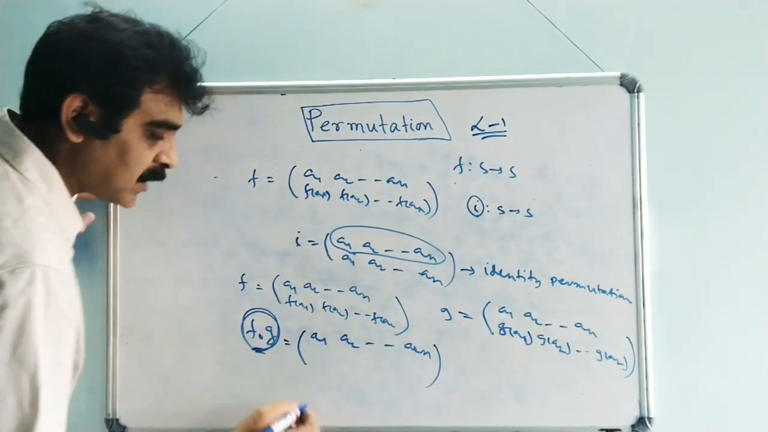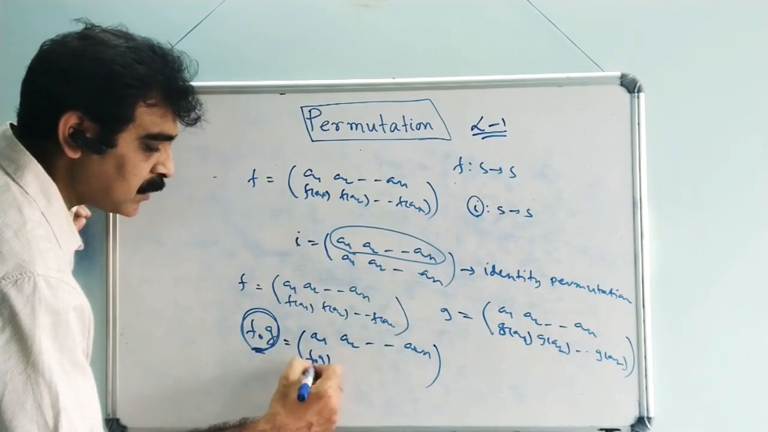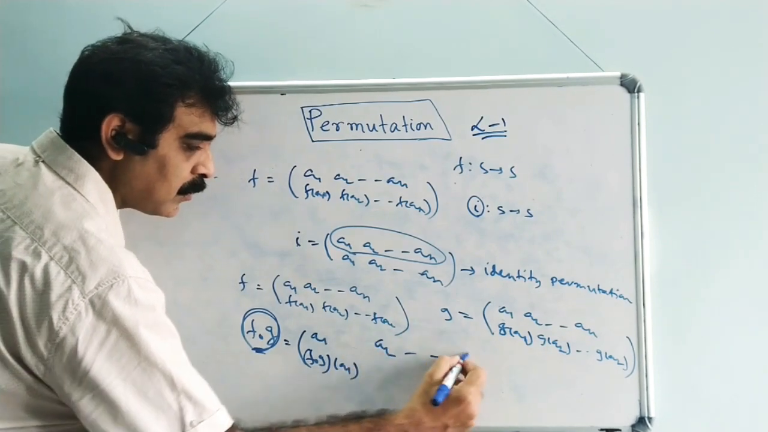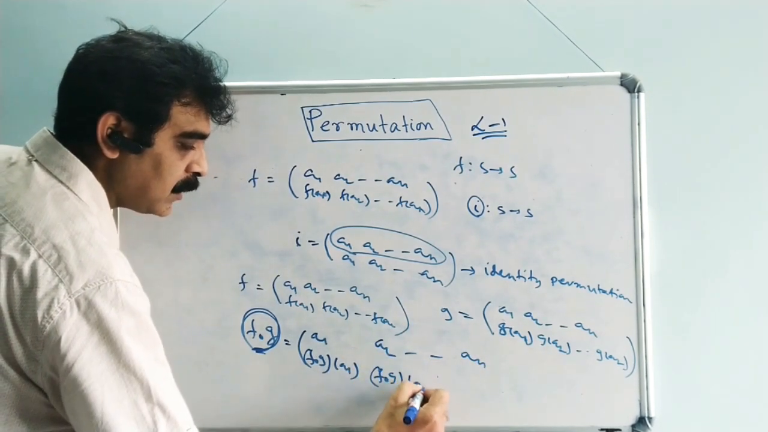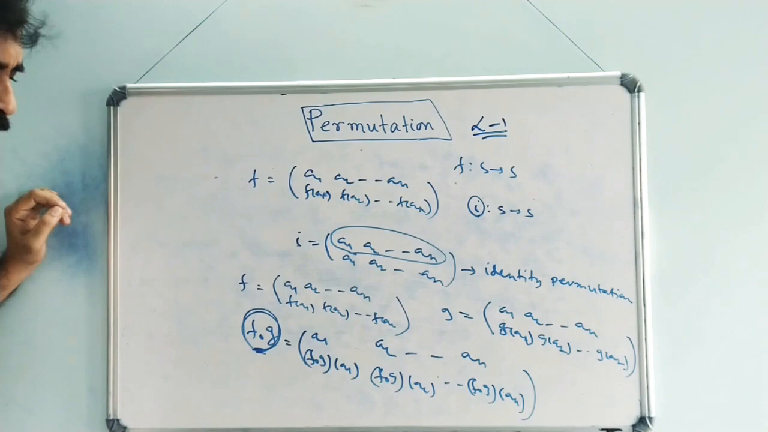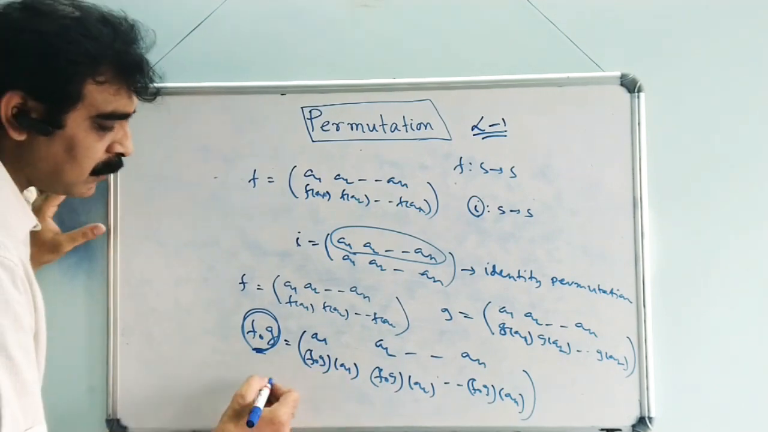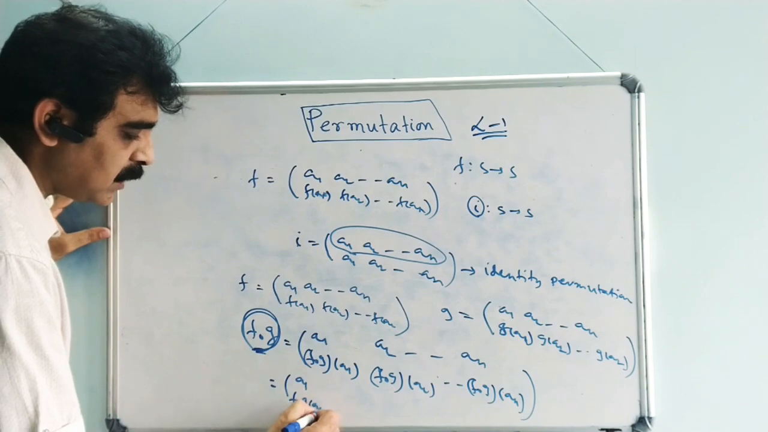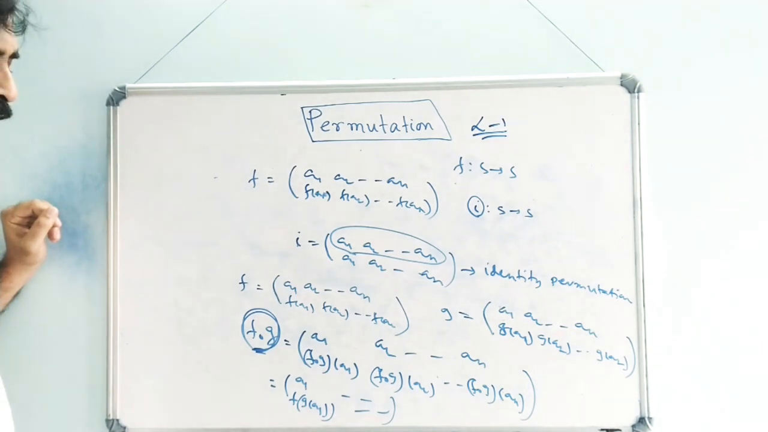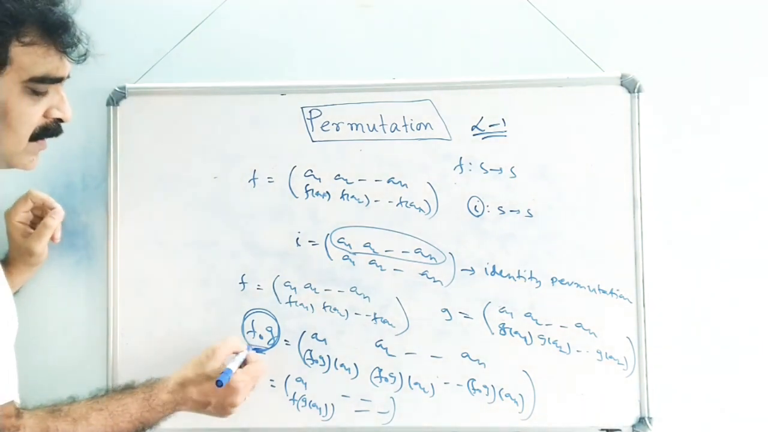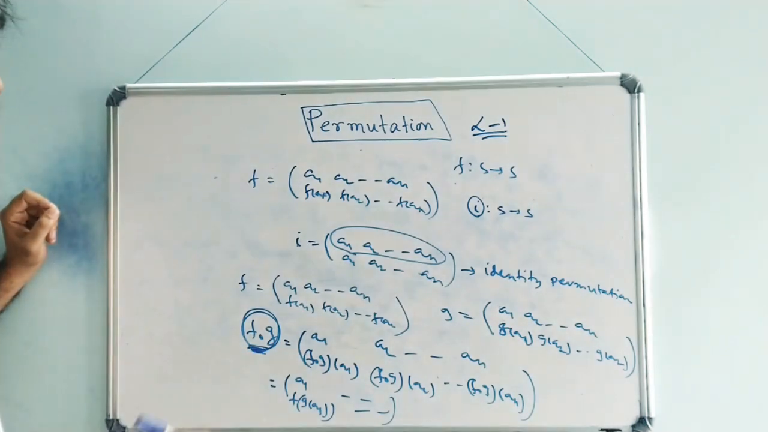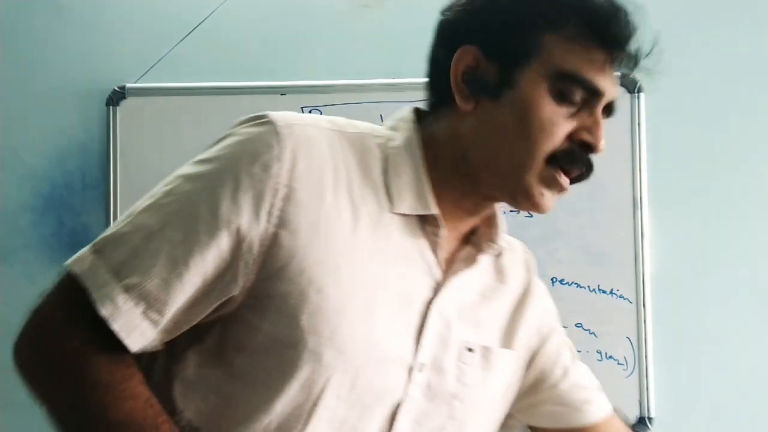Now we can write this permutation as: A1, A2, ..., An over (F compose G)(A1), (F compose G)(A2), and in this way, (F compose G)(An). Right? That is, (F compose G)(A1) means F of G of A1, and in this way we can write it. So this is the product, or composition, of the permutations F and G. And we see that the composition of any two permutations is also a permutation.